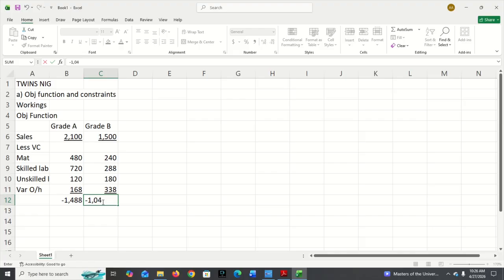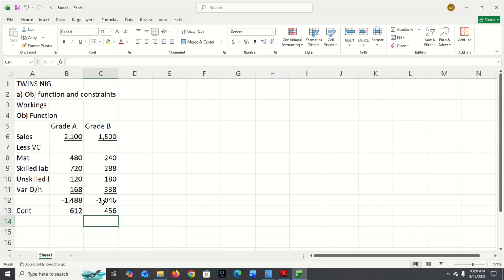1046. Okay. If we remove that from our selling price or sales, our contribution for each will be what? 21 minus 1488. If you press your calculator, it gives you 612. And for this one, it will give us what? 456. Okay. So that's that.